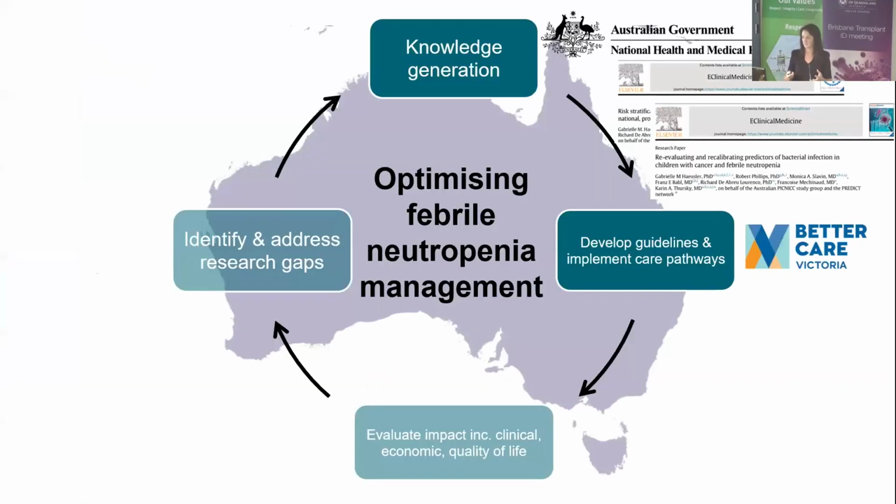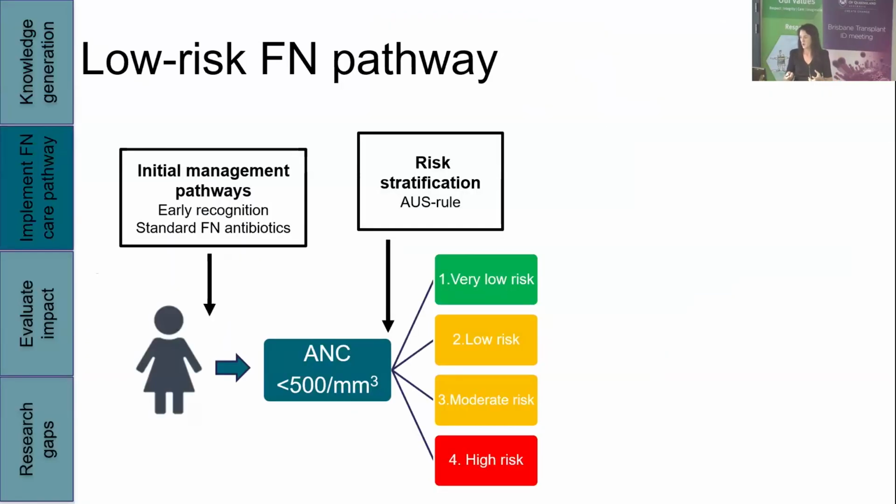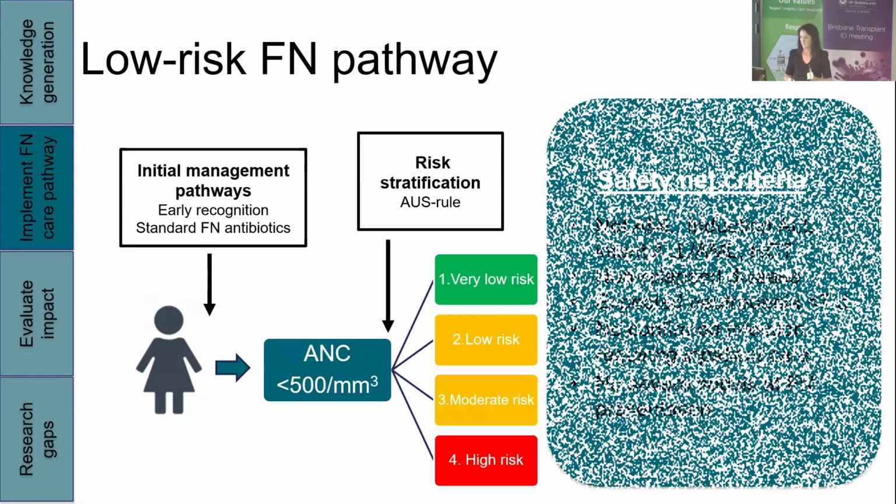So taking all that information and some pilot data from the Royal Children's in Melbourne, we were able to develop a low-risk febrile neutropenia pathway. This pathway doesn't really change anything with that initial recognition and management. It's really after the patient's had some time in the emergency department or even gone up to the ward that they would be risk stratified, and it's a sort of spectrum from 0, 1, 2, and 3.